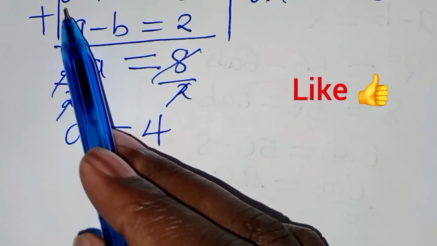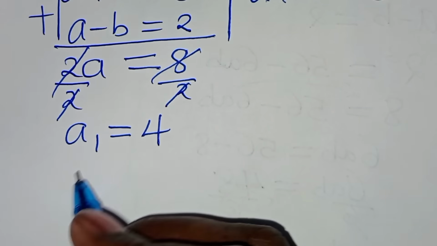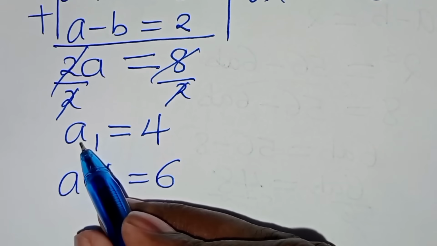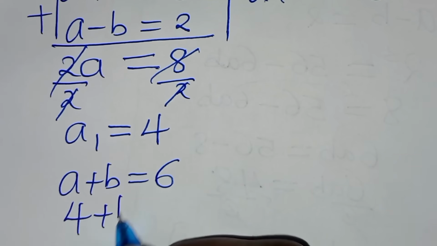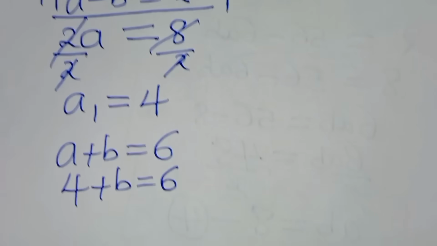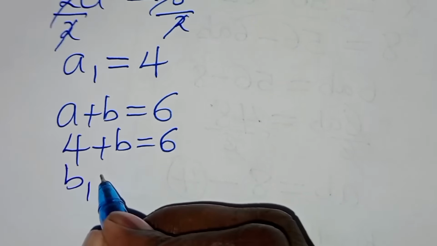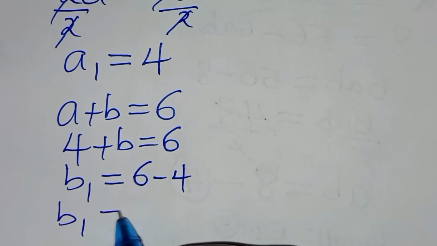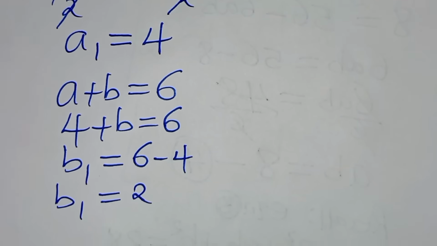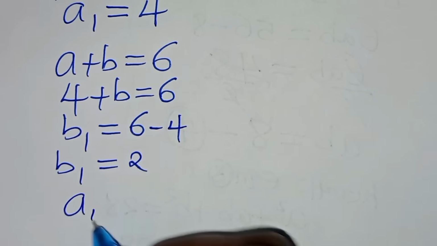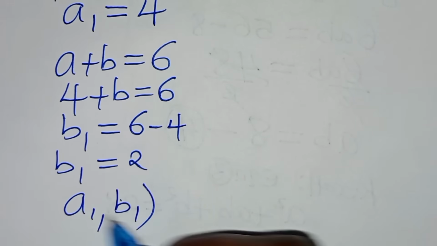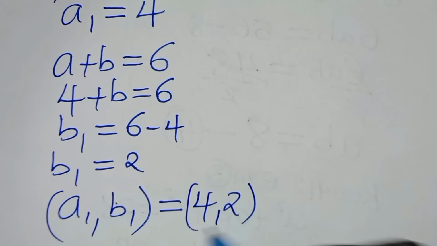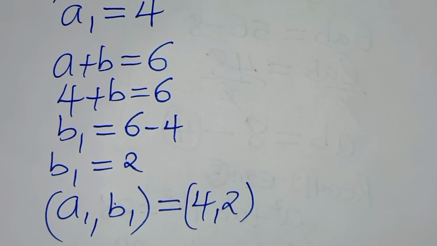We can solve for the corresponding value of b. We have that a plus b is equal to 6. Let's substitute the value of a so that we have 4 plus b is equal to 6. So we have that b1 is equal to 6 minus 4. So b1 is equal to 2. So this implies that a1, b1 is equal to 4, 2. So we have the first set of a1 and b1.